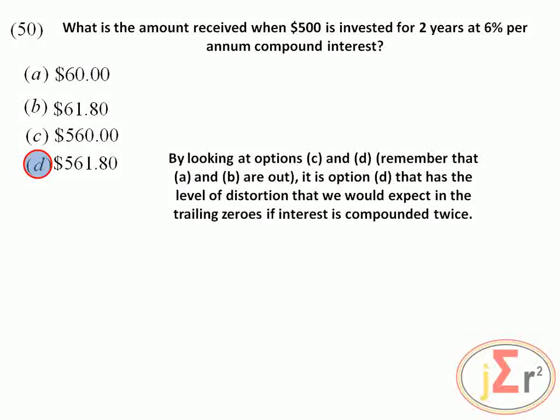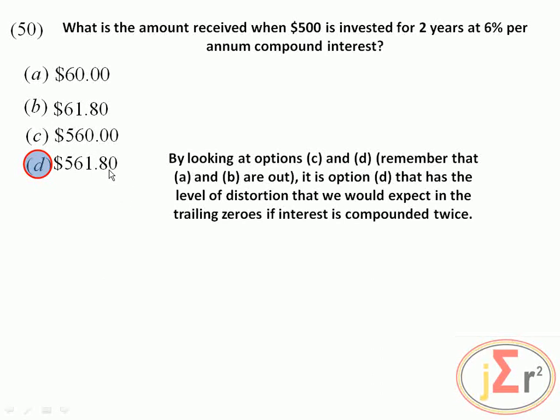By looking at options C and D, remember that A and B are out. So A and B are out, so we are just considering C and D. It is option D that has the level of distortion that we would expect in the trailing zeros if interest is compounded twice. Right, so it is option D. See, notice that we had this to begin with, and if we are increasing by a particular percentage twice, we would expect that the trailing zeros would be diminished, and not impossible to have an increase in the number of decimal places as we have right here.